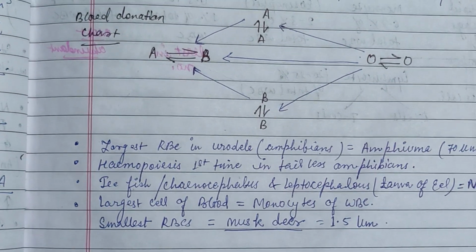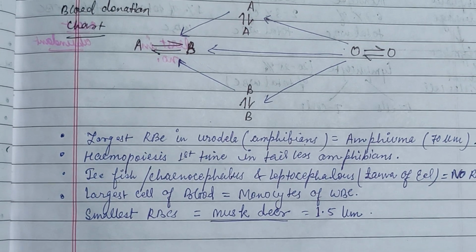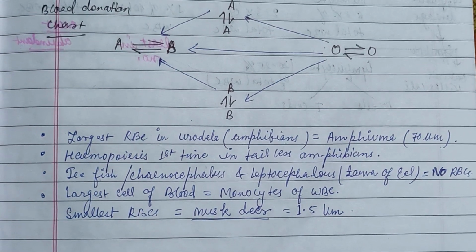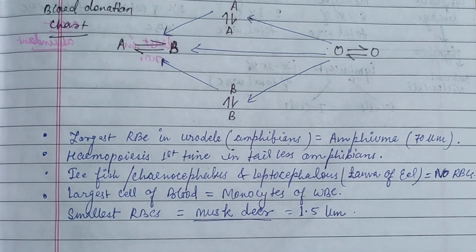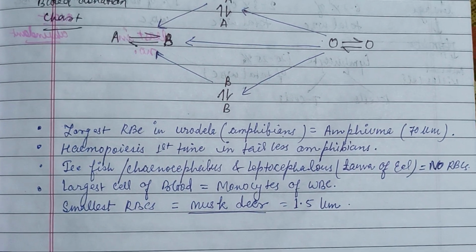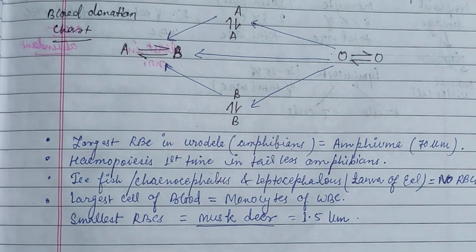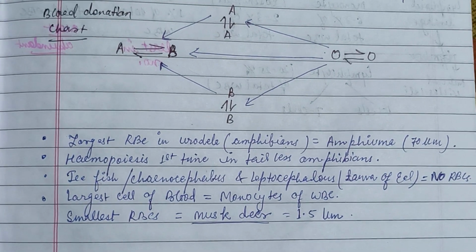Here are some short descriptions which may be asked in important examinations. The largest RBC is in the Urodela amphibians, about 70 micrometer. Hemopoiesis first occurs in tailless amphibians. Ice fish, or Leptocephalus larva of the eel, has no RBC. The largest cell of the blood is the monocyte of the WBC, and the smallest RBC is in musk deer, about 1.5 micrometer.